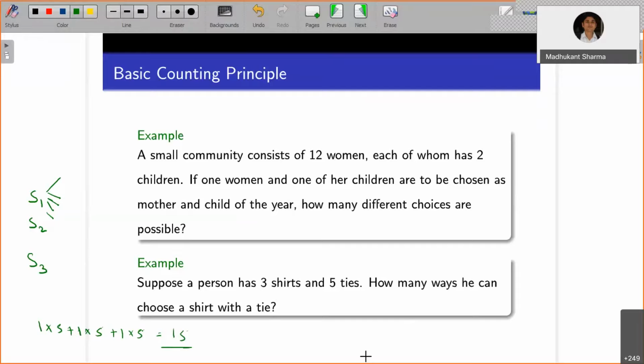What is happening here is that simultaneous tasks are happening. Instead of 1 into 5, 1 into 5, you can simply go with 3 into 5, because the 3 shirts are alike and the 5 ties are alike. But you are going to choose only 1 from each group. From the 3 shirts you choose 1, and from the 5 ties you choose 1, and you match them. So it is 3C1 into 5C1, which is going to be 15.